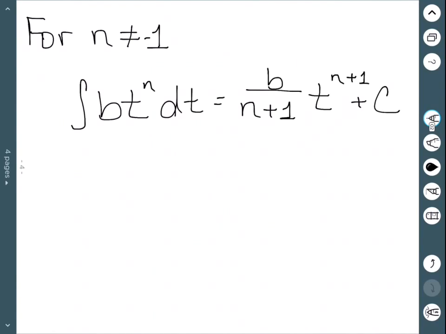For our next one, as long as our exponent is not equal to -1, the integral of b times t to the n is b over n plus 1 t to the n plus 1 plus c. And this should make sense. When we take a derivative, we subtract 1 from the exponent, so it makes sense that we'd want to add 1 to reverse that. In addition, when we take a derivative, we multiply by the exponent. So to reverse that, we now need to divide by this exponent.